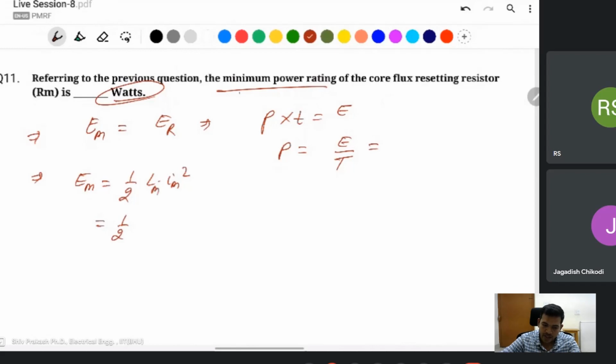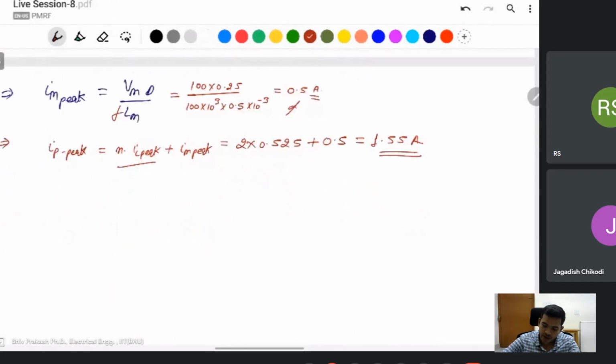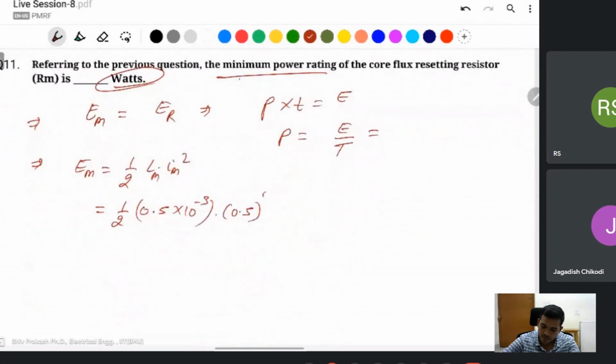Magnetizing inductance is given as 0.5 millihenry, and the IM peak current is 0.5 ampere. Now IM square, this one.